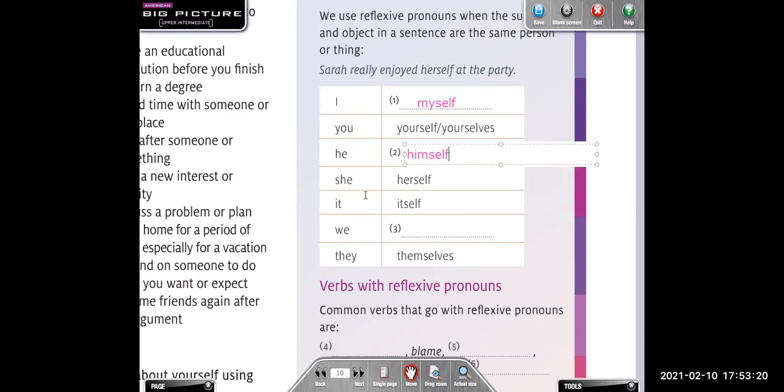Herself for she, itself for it, and we, ourselves. Our, selves. Ourselves, with S at the end. Selves, right? Because it's plural. So we have here they and then themselves. Very good. So let's go to the next part.